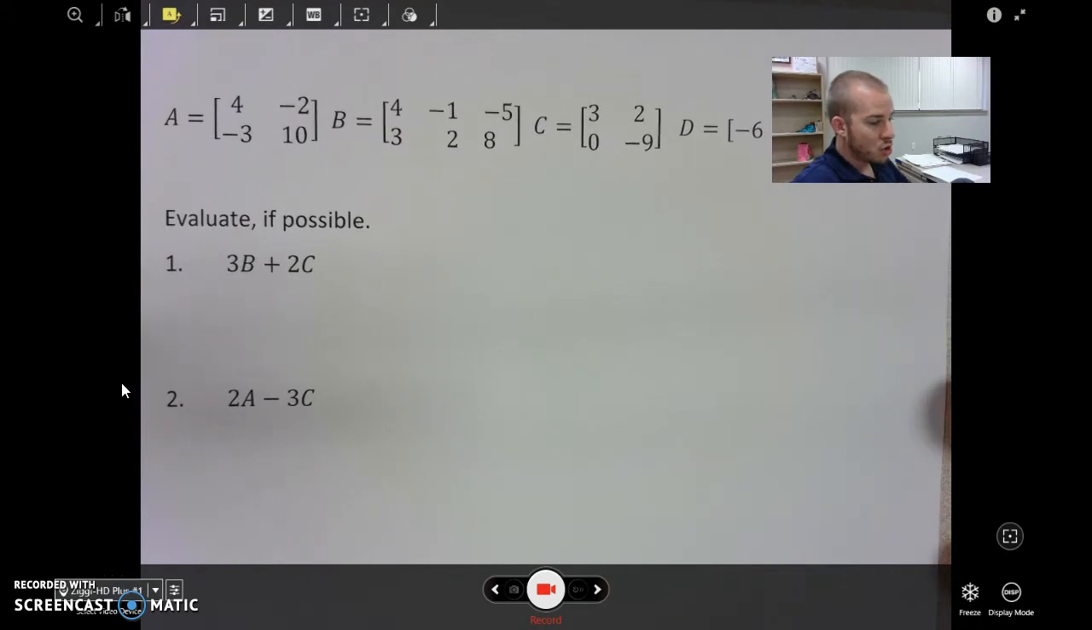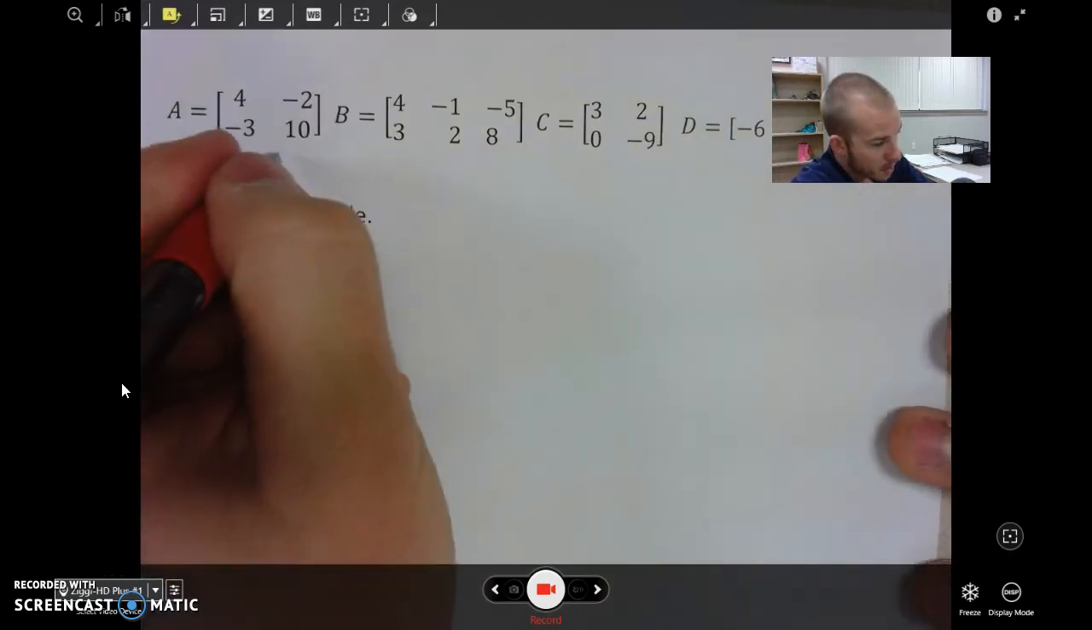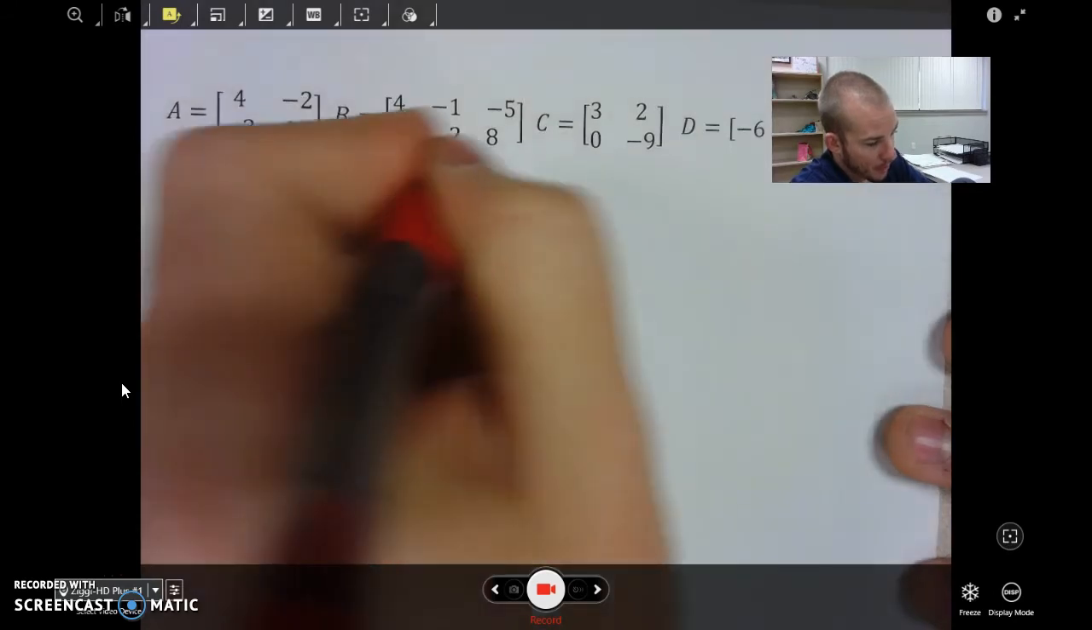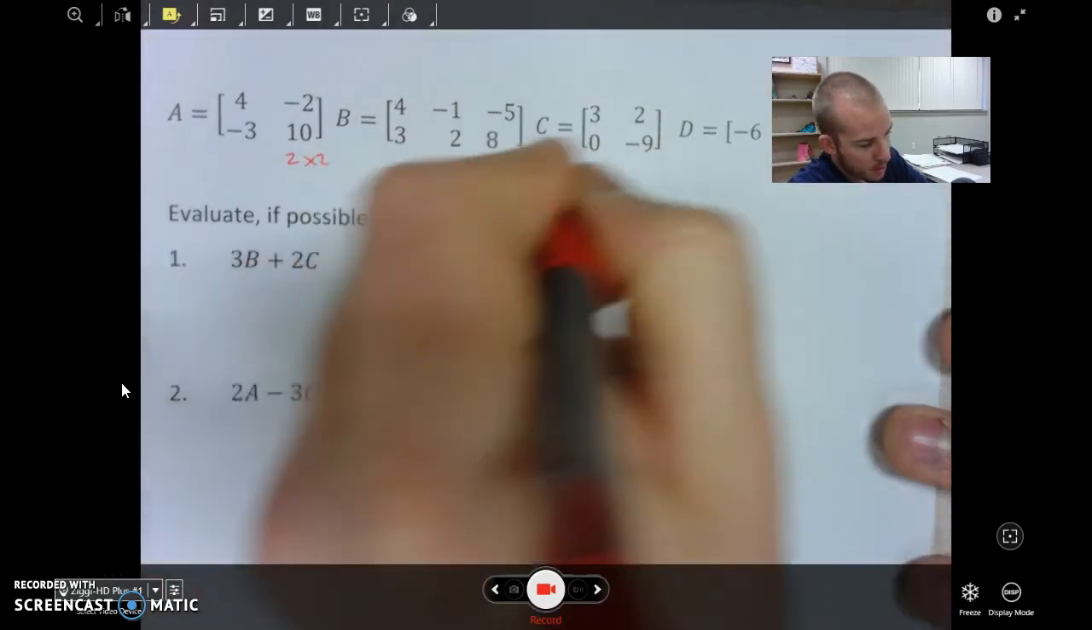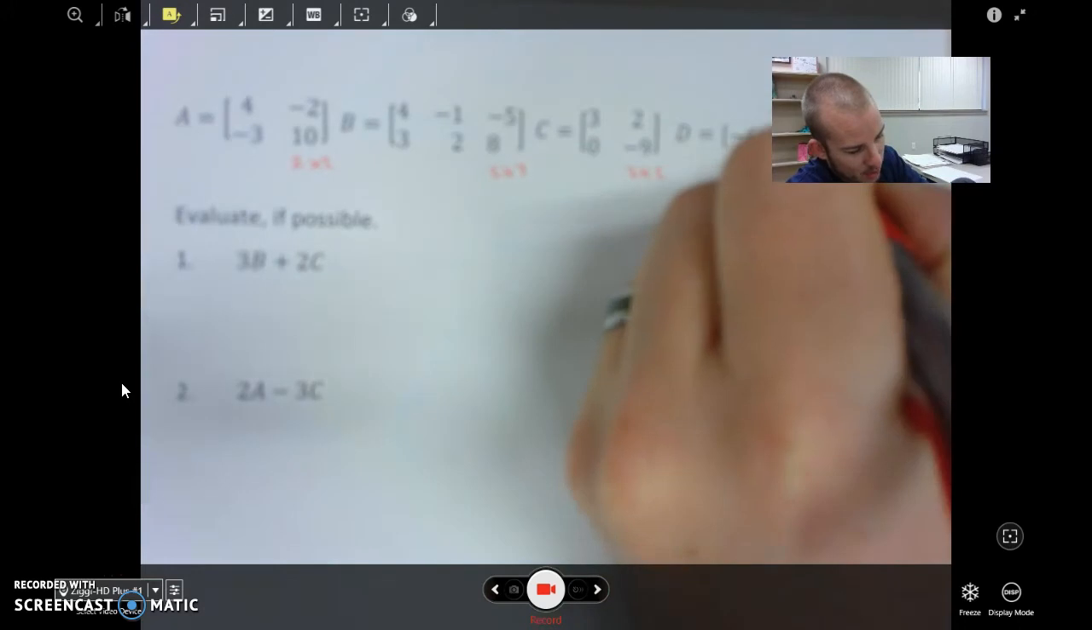I want you to try this. Try to do 3b plus 2c. Pause the video. Try to do these right now. This matrix is a 2 by 2. This is a 2 by 3. This is a 2 by 2. And this is a 1 by 3.